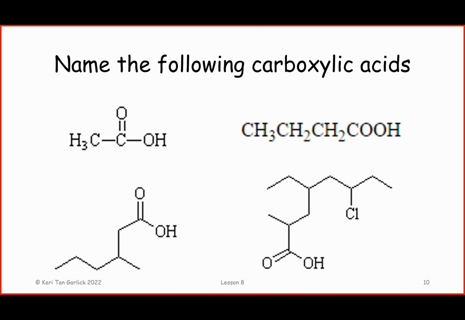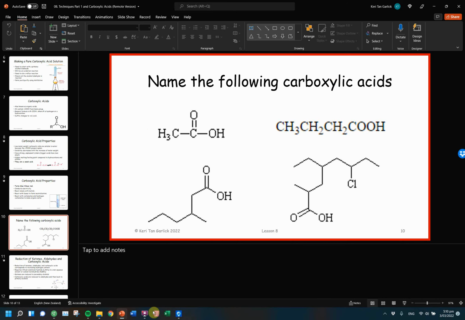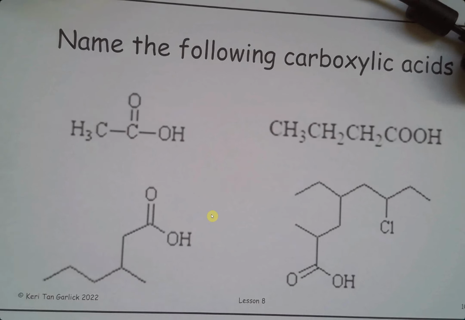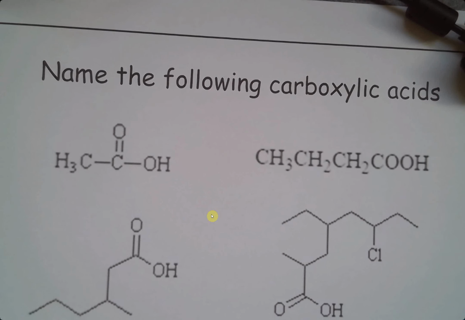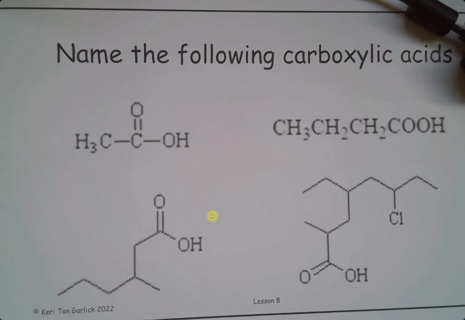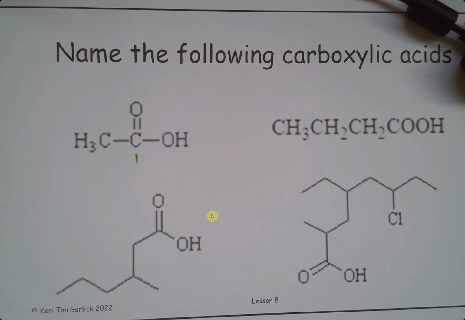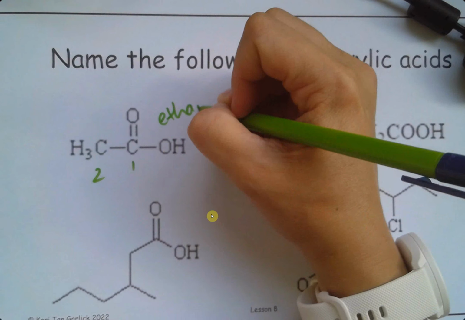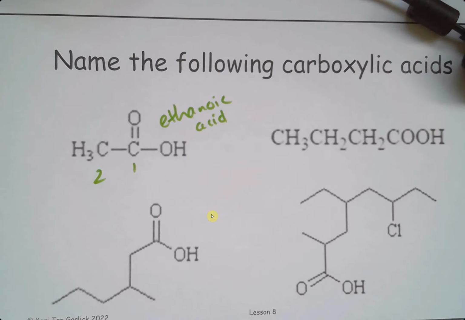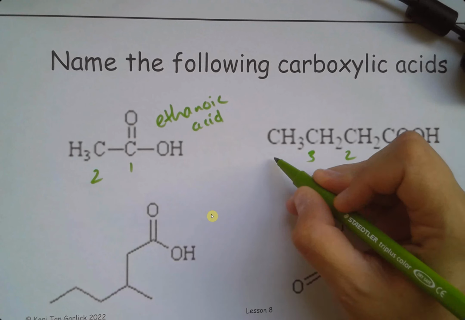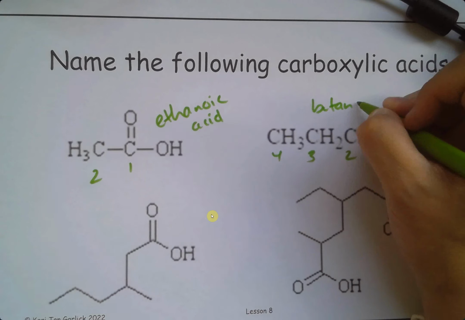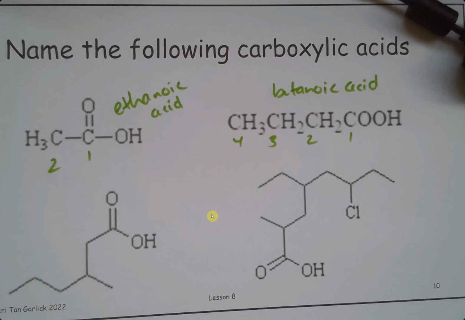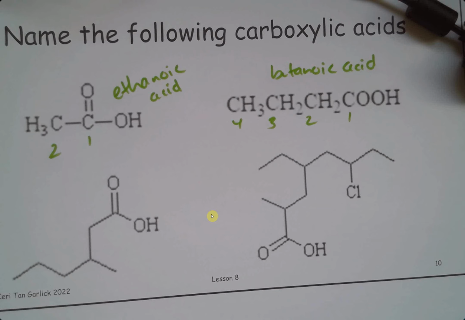And then the last thing is some naming practice just to get you guys going with that. Hopefully that works again. There we go. So the thing to remember with this is that the numbering starts with the carboxylic acid. It has to be carbon number 1, and then that's 2. So that would be ethanoic acid. In this case, 1, 2, 3, 4, butanoic acid. So just keep in mind that when you are naming them, the carboxylic acid has to be 1.